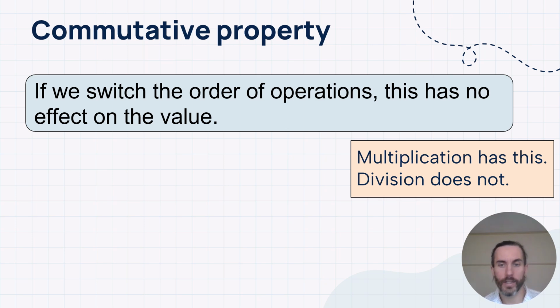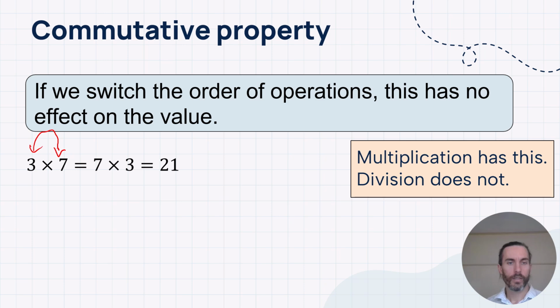Now, when we are simplifying expressions, we need to be aware of the commutative property. So this is where if we switch the order of operations, this is not going to have an effect on the value. You might be aware intuitively that multiplication has this property. So with multiplication, as you can see, 3 times 7, that's 21. And if we switch the order to 7 times 3, that doesn't change anything because 7 times 3 is still 21. So in multiplication, the order does not matter. We can switch things up and we won't affect the value.